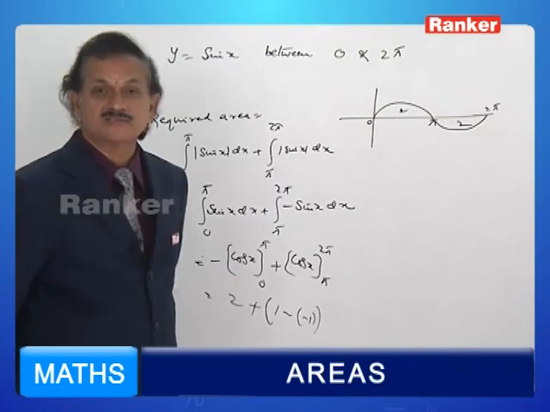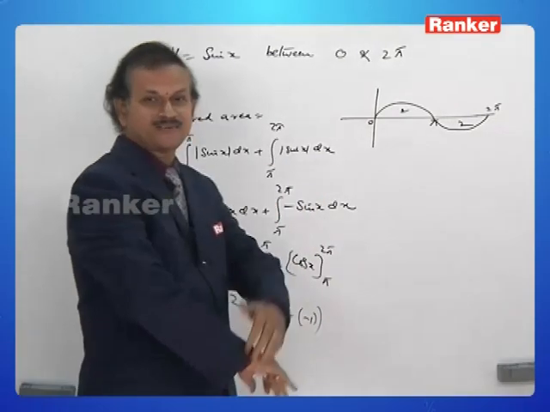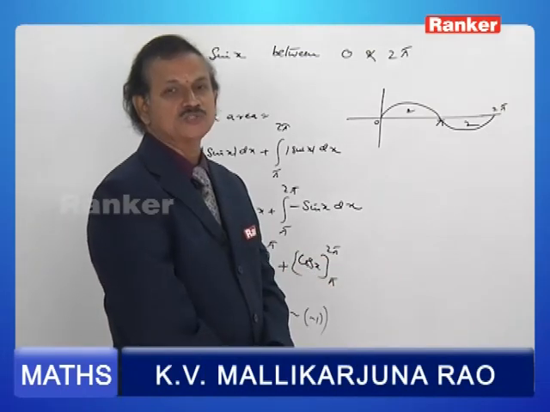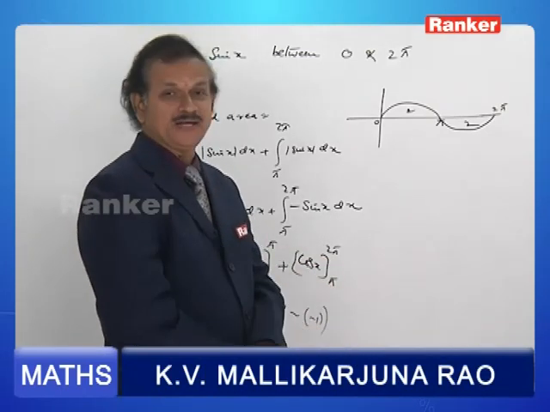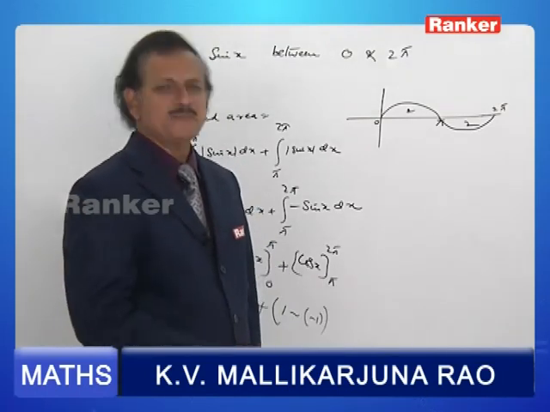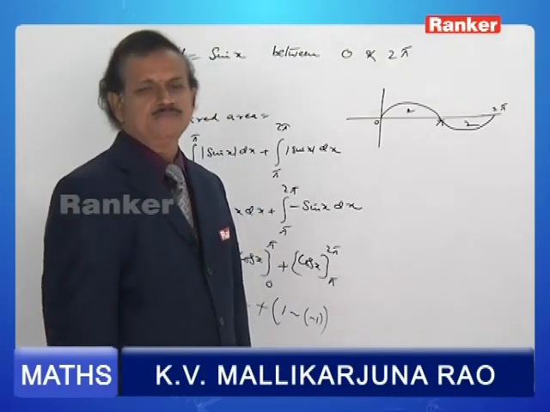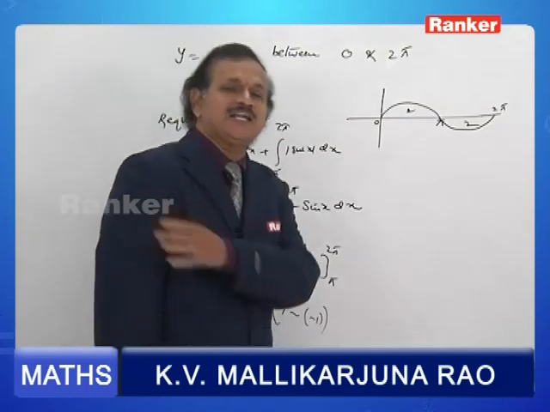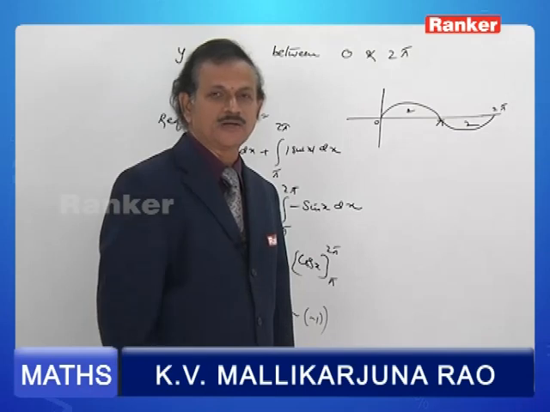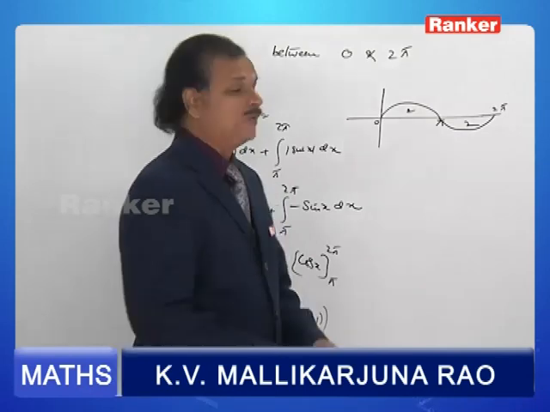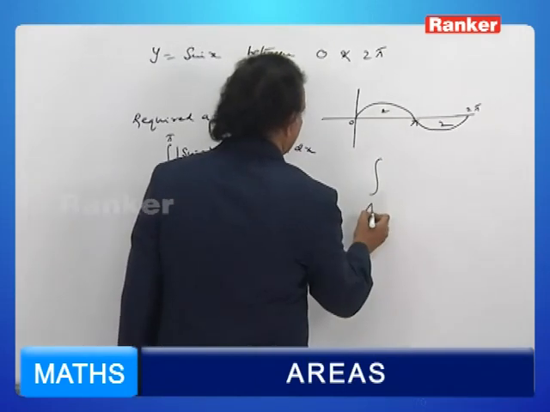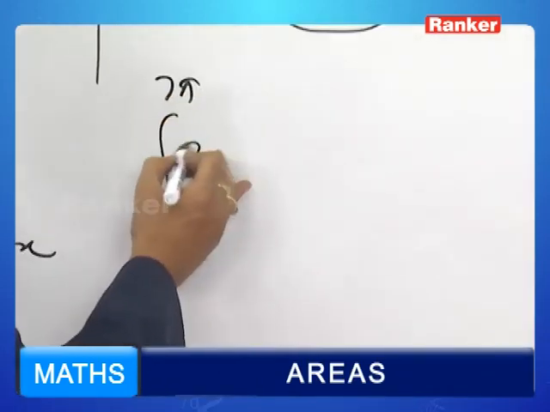From this, a beautiful concept can be kept in mind. Between 0 and pi, area is 2. Between pi and 2 pi, 2. Between 2 pi and 3 pi, 2. 3 pi and 4 pi, 2. Between any two successive multiples of pi, the area of y is equal to sin x is 2 square units. Well done.